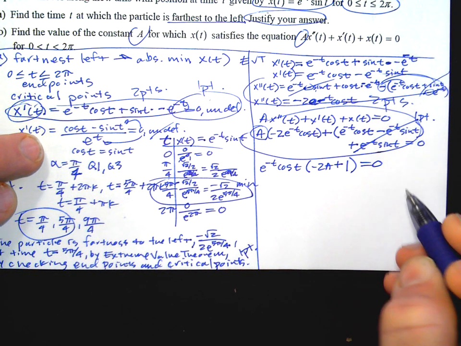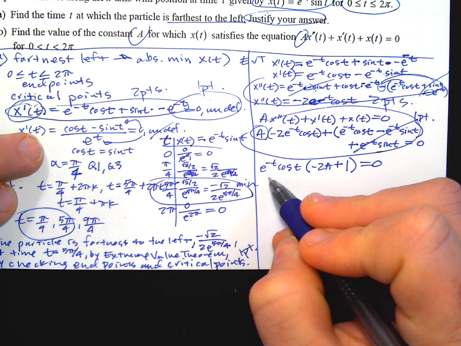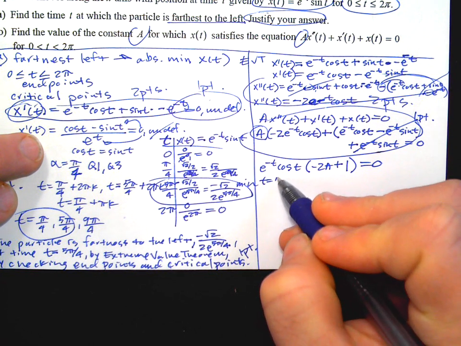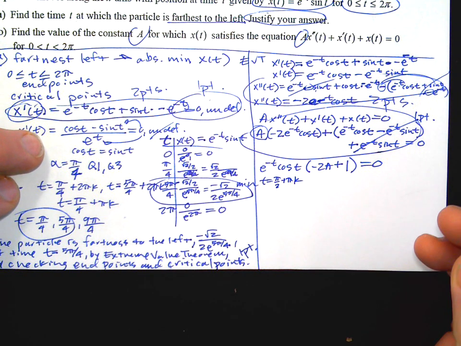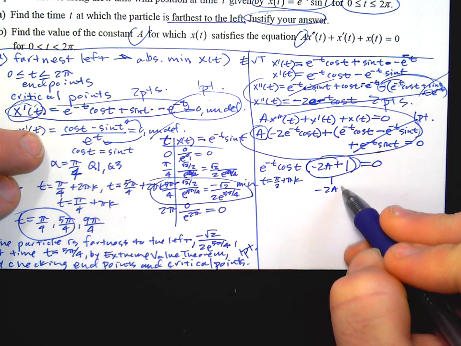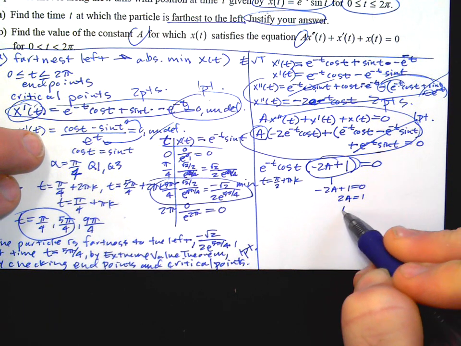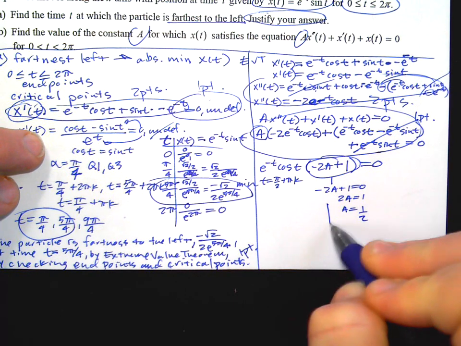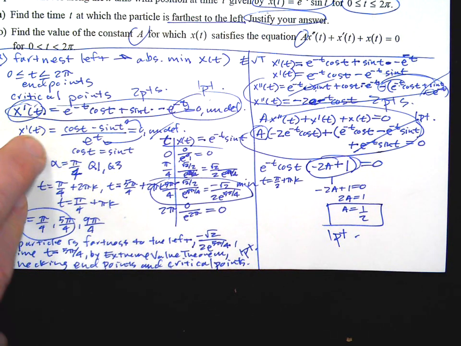Now, there are several ways we can make this statement true. We could say, well, when t equals pi over 2 plus pi k, then it equals 0. Okay, fine, but that doesn't help you find a. It can also be equal to 0 if this equals 0, right? So we get a equals 1/2. You get a point for that, for doing your algebra correctly.